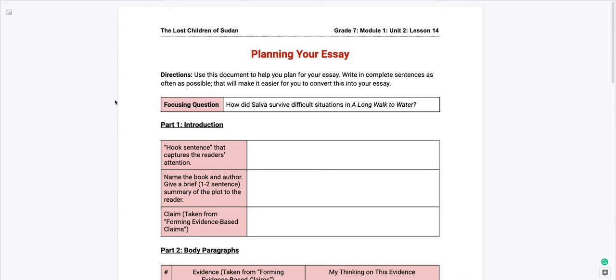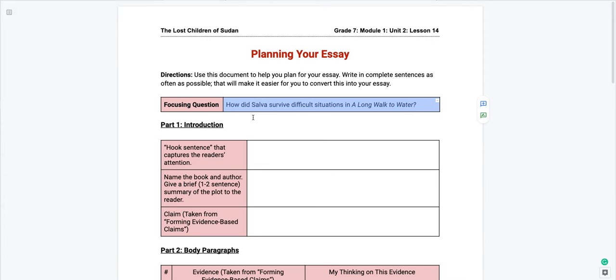So in this video, I'm going to explain how to do the planning your essay assignment for our Long Walk to Water essay. This is the absolute minimum assignment that you need to do for our essay. And once you do this, I will be able to do at least some of a grade on the rest of your work for the essay. So if you're feeling a little bit behind about the essay or don't know what to do, this is the starting point.